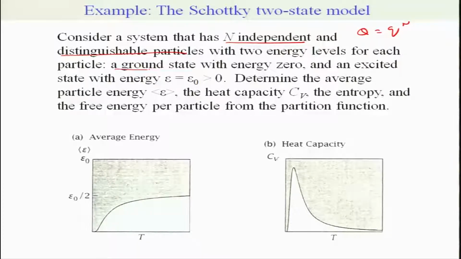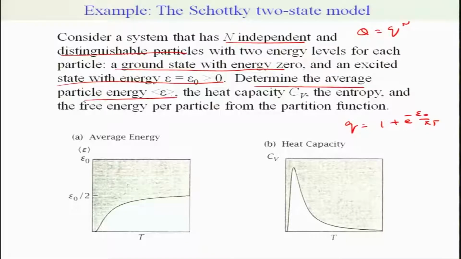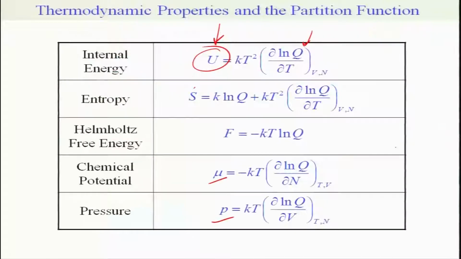It has two energy levels for each particle: a ground state with zero energy and an excited state with energy epsilon 0, which means q is nothing but 1 plus e to the power minus epsilon 0 by kT. Now, determine the average particle energy. Of course, you can calculate this, which is u by N, and this is something we have done earlier. This is what we can use.